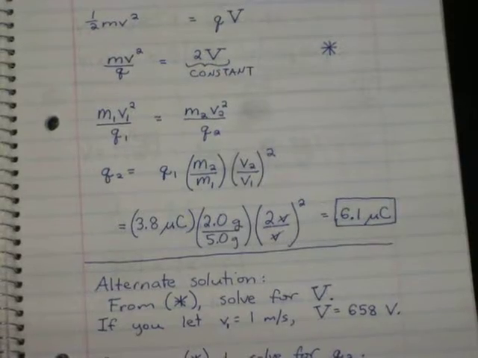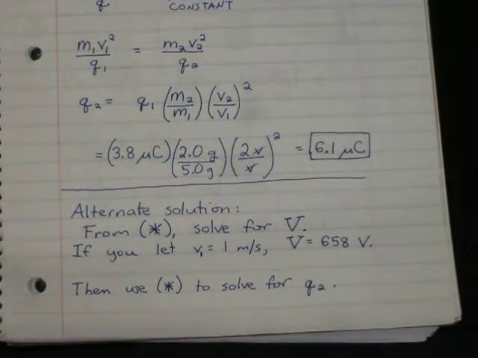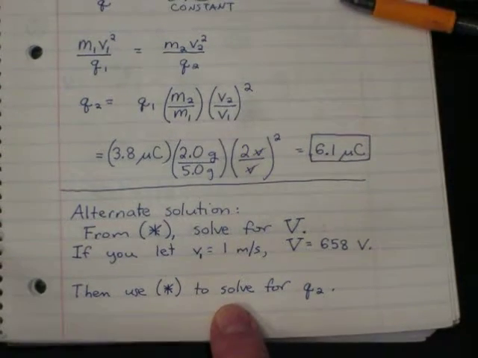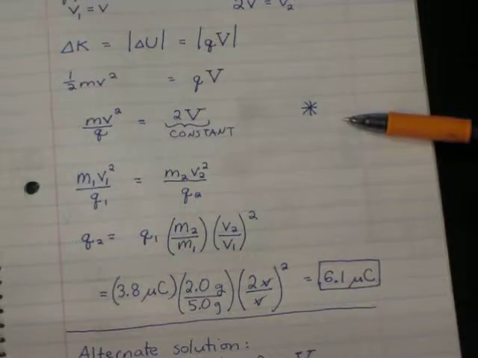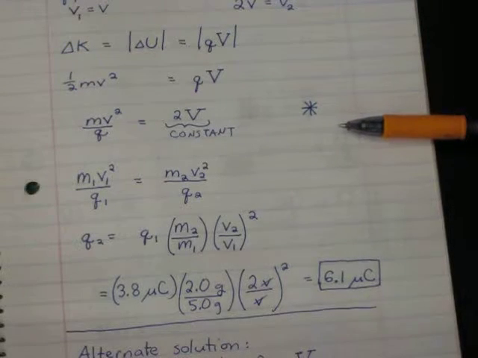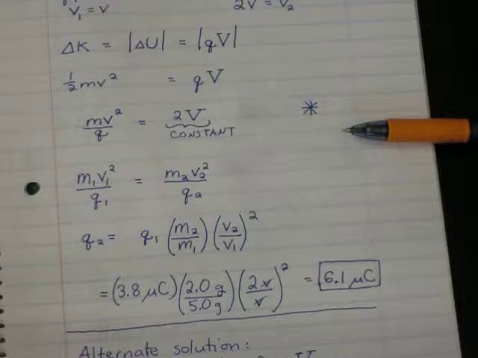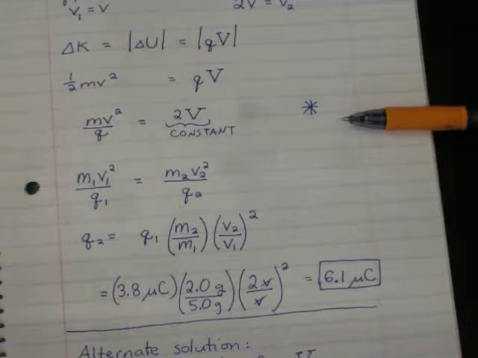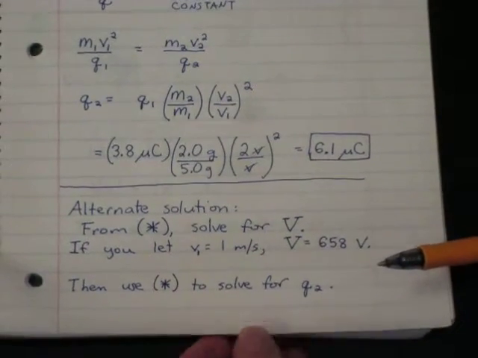An alternate solution, just another way to solve this. I recommend the way that I just showed, but another way to solve it is from, where is it? I brought it off the page. From this equation with the asterisk, you can actually make up a value for V1 and solve for the voltage, solve for the potential. So taking this equation, mv squared over q equals 2 times potential, let's just make up a value.